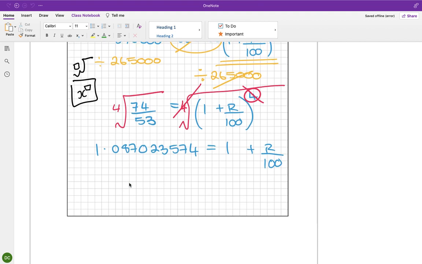So we're getting there. Go green. So we need to get rid of the plus 1. That's easier. Minus 1. So minus 1 will just take the 1 off the beginning. So 0.087023577 equals r over 100.